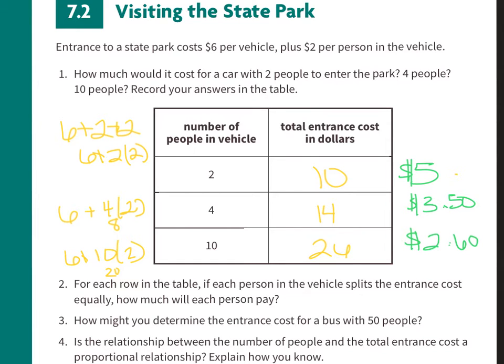Well, so now we need 50 down here. So we still have 6 for the vehicle, and then 50 times 2. Well, 50 times 2 is 100. So then we're going to go 100 plus 6, and we get $106.